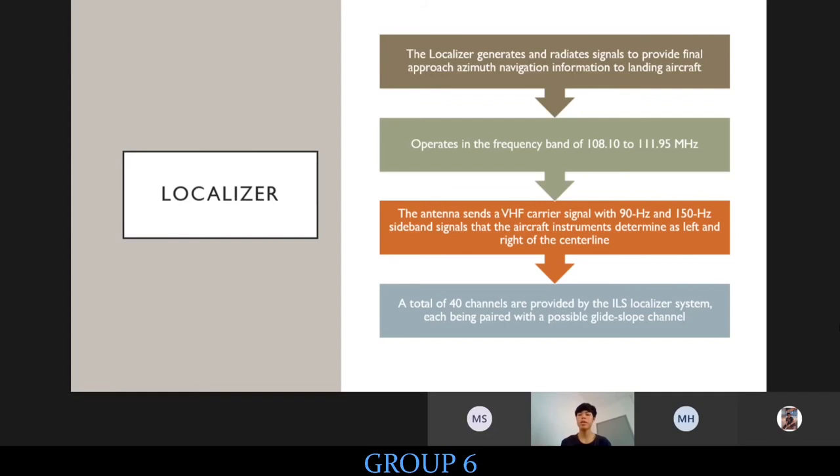So if the indicator shows 90 Hz, the aircraft will move to the right. If the indicator shows the signal is 150 Hz, the aircraft will move to the left, I guess, or it will be opposite. Next is glide slope.